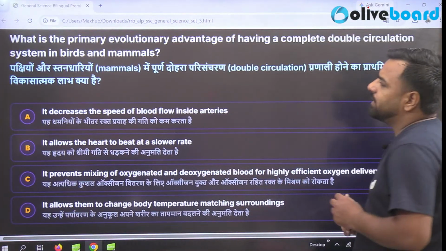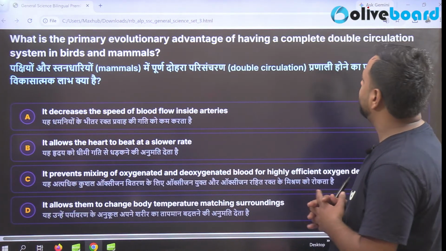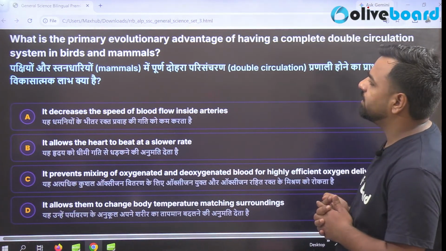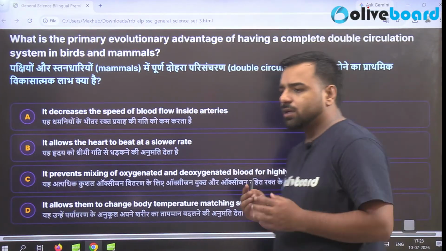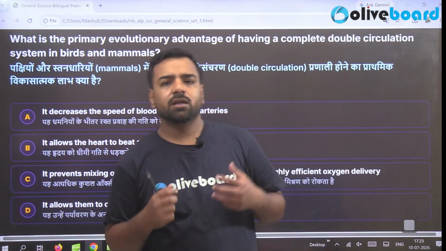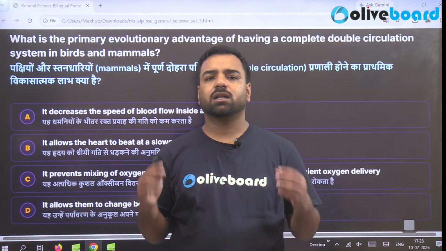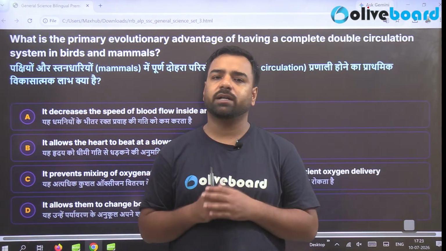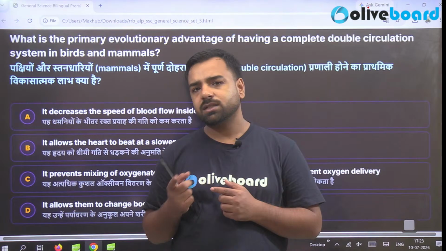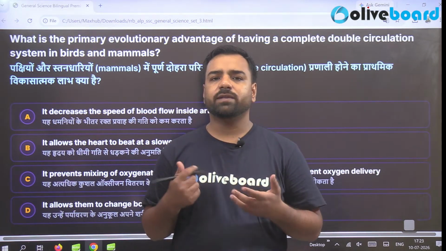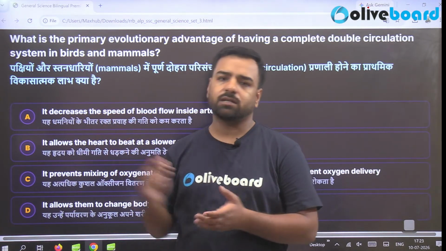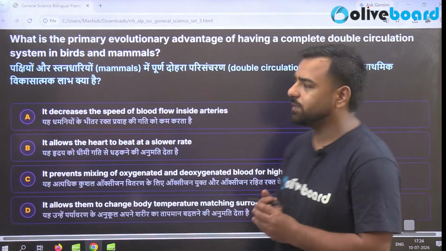What is the primary evolutionary advantage of having a complete double circulatory system in birds and mammals? So we both have a double circulatory system, and also we both are warm-blooded animals. Birds, we obviously are in the category of mammals, so it's about the same. So let's see what's the correct option for the same.